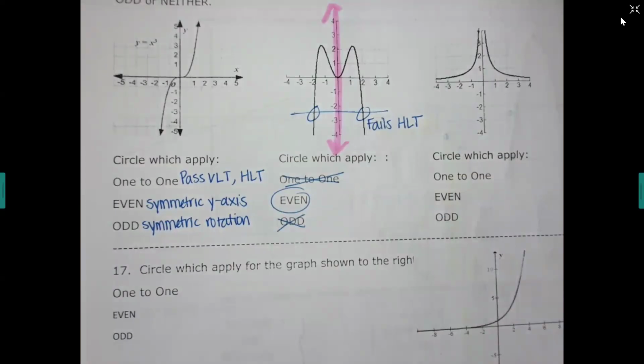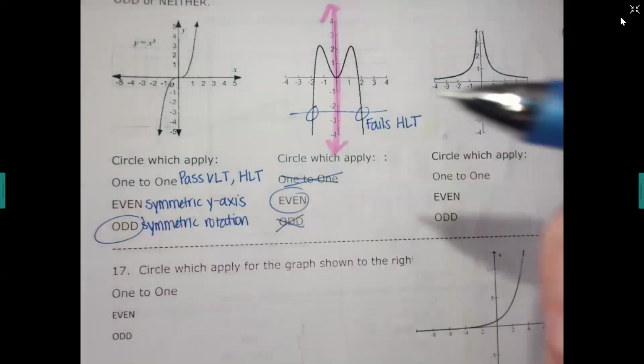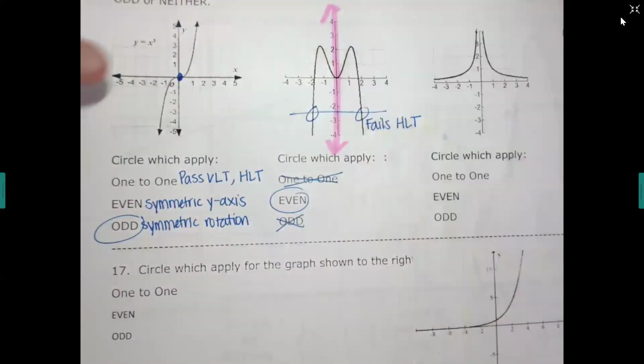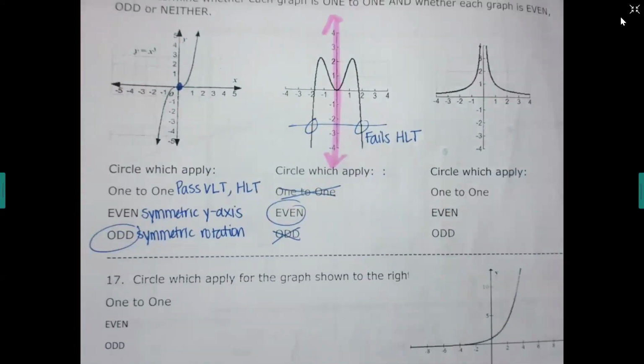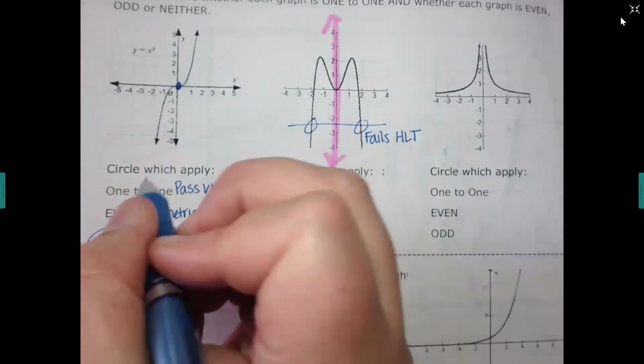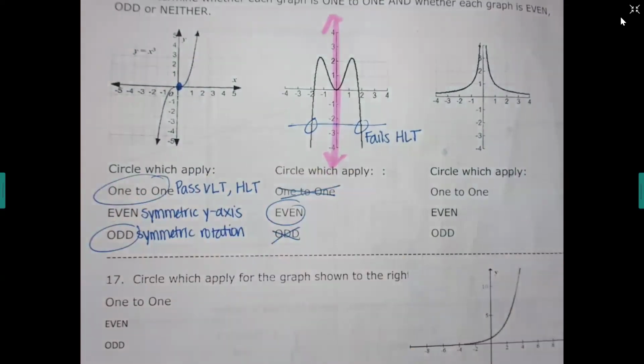Can you tell me which of those graphs will be odd, the first or the third? The first, sorry. Because if I put my pencil here and I flip it upside down, do you see how it looks the same? No matter whether it's upside down or right side up, it's still a squiggle. Now, will that one also be 1-to-1? Yes, because it'll pass both the VLT and the HLT.